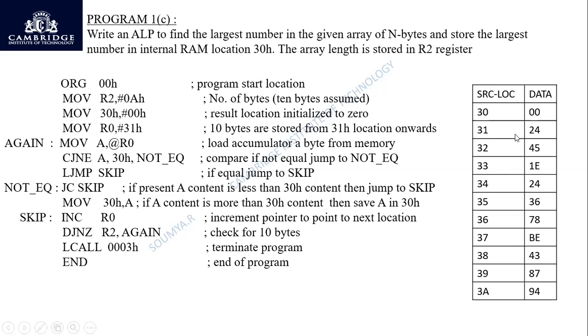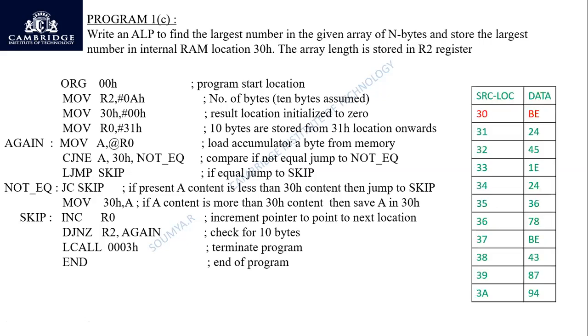So now which is the largest number? If you go through, what is the largest number? 24, 45, 1E, 2, 4, 3, 6, right? The largest number is BE. You should remember that all the numbers which I have entered in this are hex numbers. So BE is the largest number. When I execute the program, I'll be getting BE in the 30th location, right? So this is the program where we are finding the largest number.